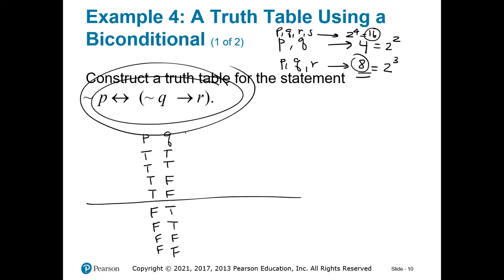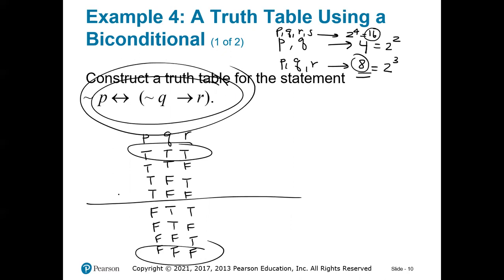And the last one for R, I'm going to put T, F, T, F, T, F, T, F. By doing this method, it is guaranteed I'm not going to miss any case. I have the case when all of them are true. I have the case when all of them are false. I have any case that comes to your mind.